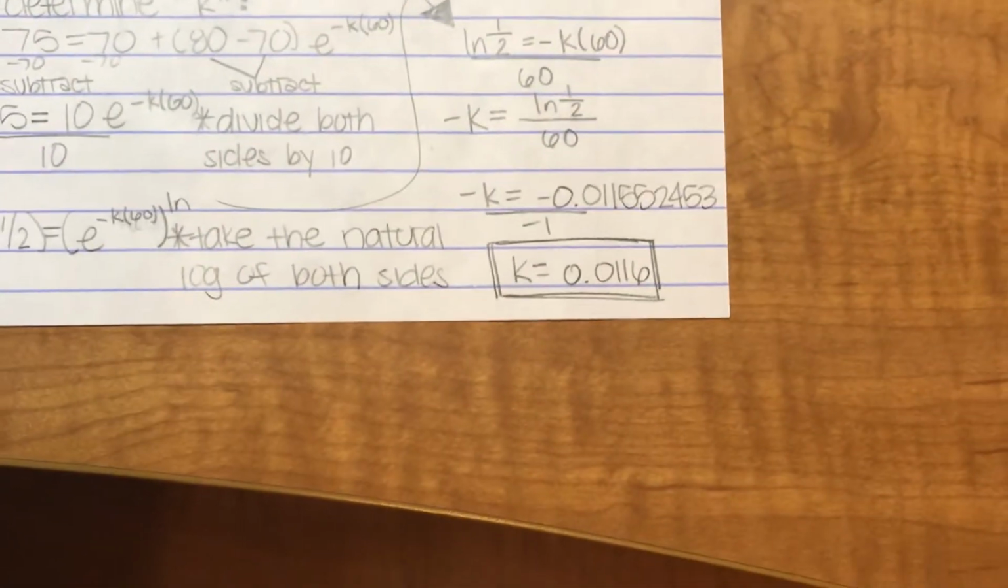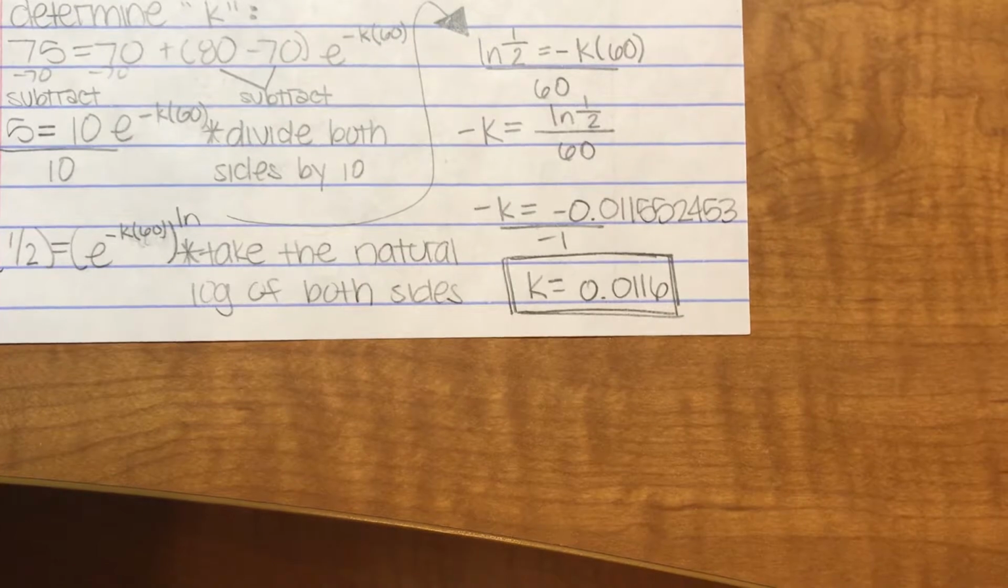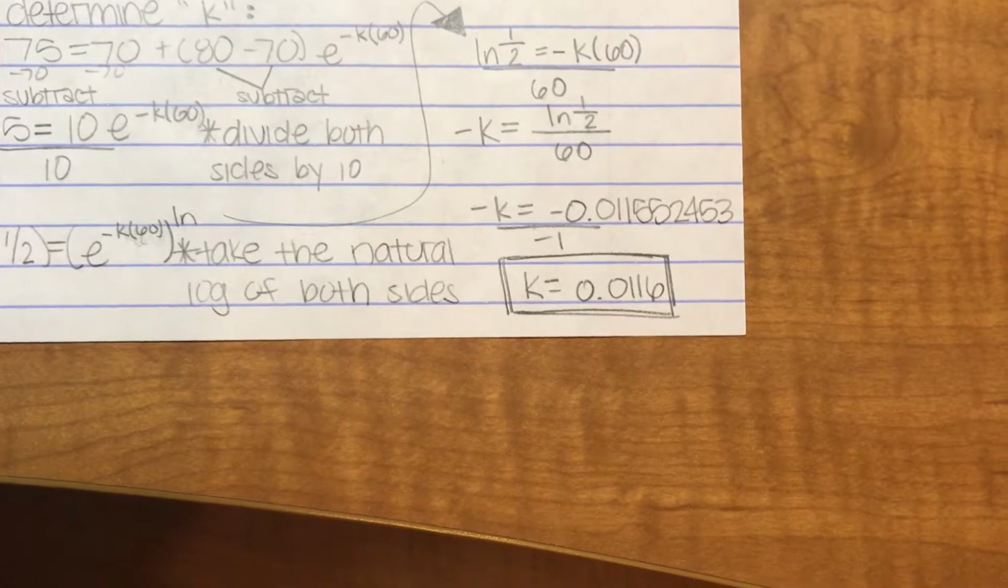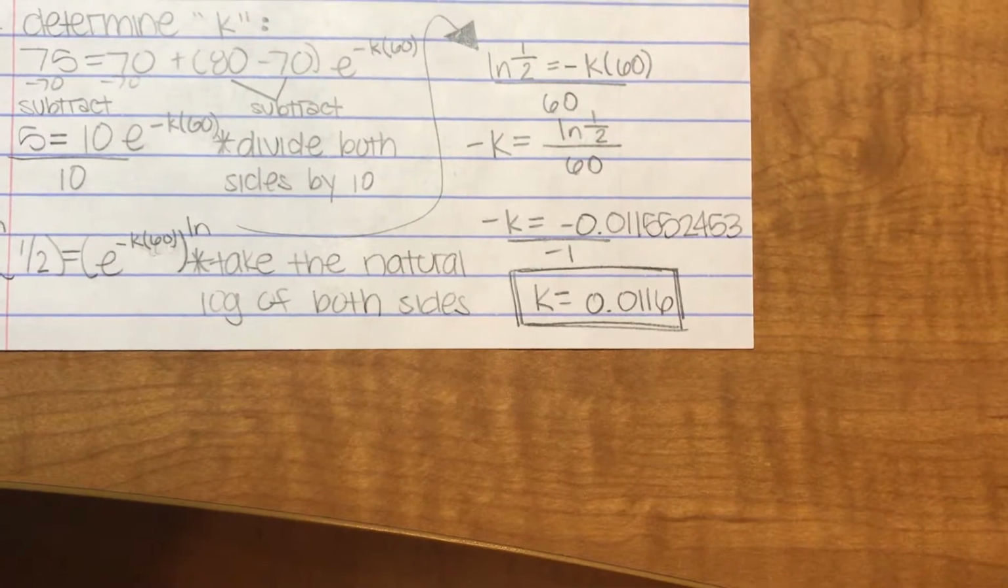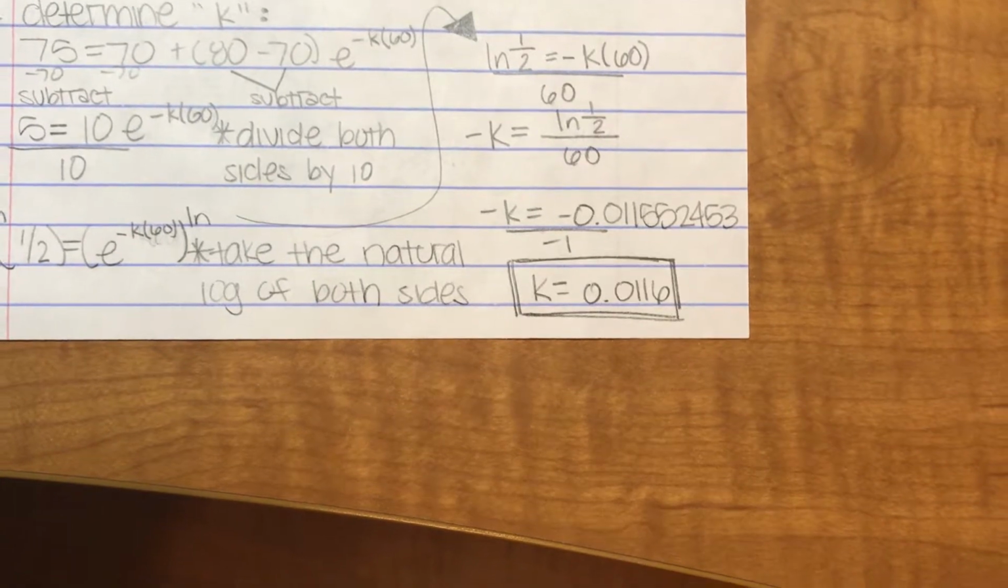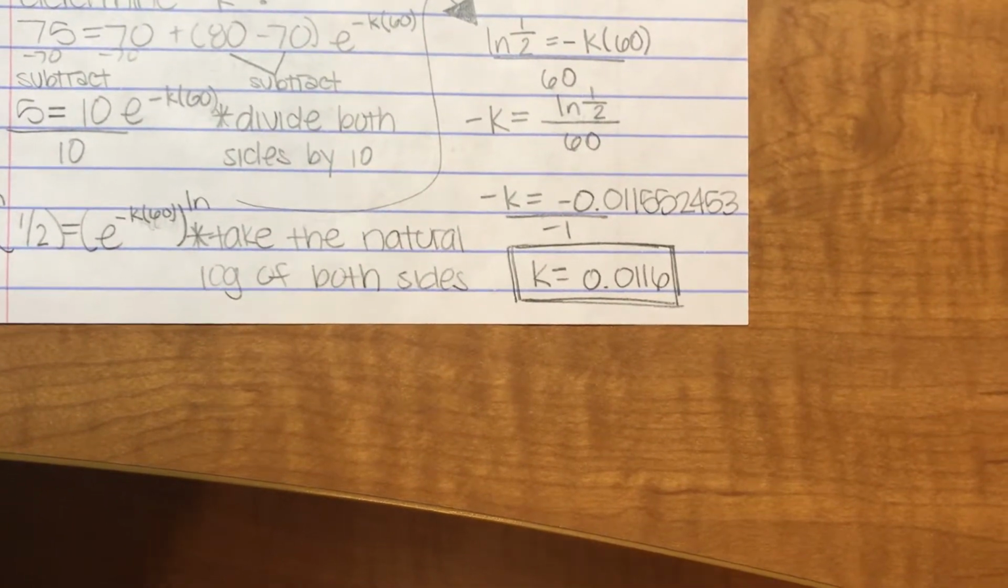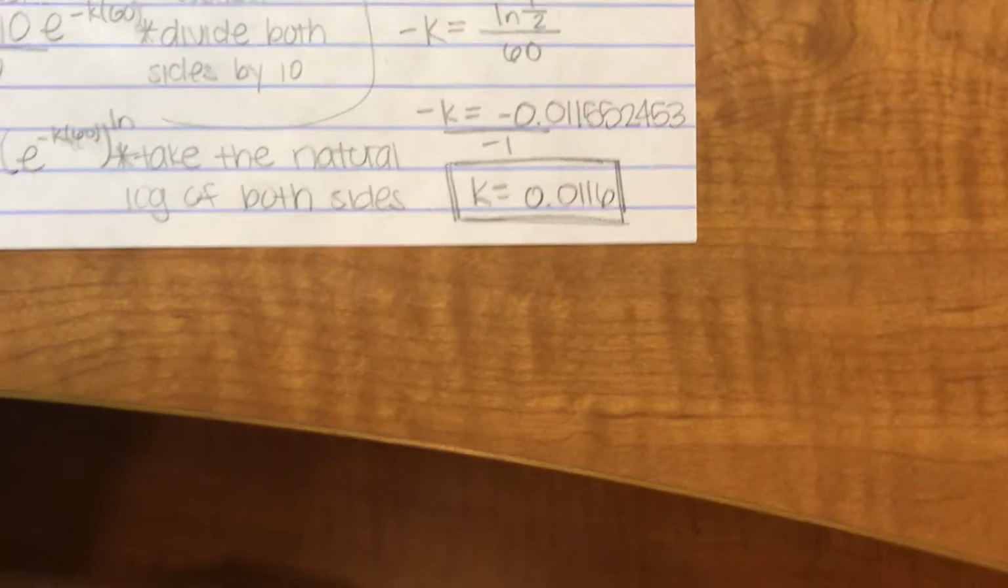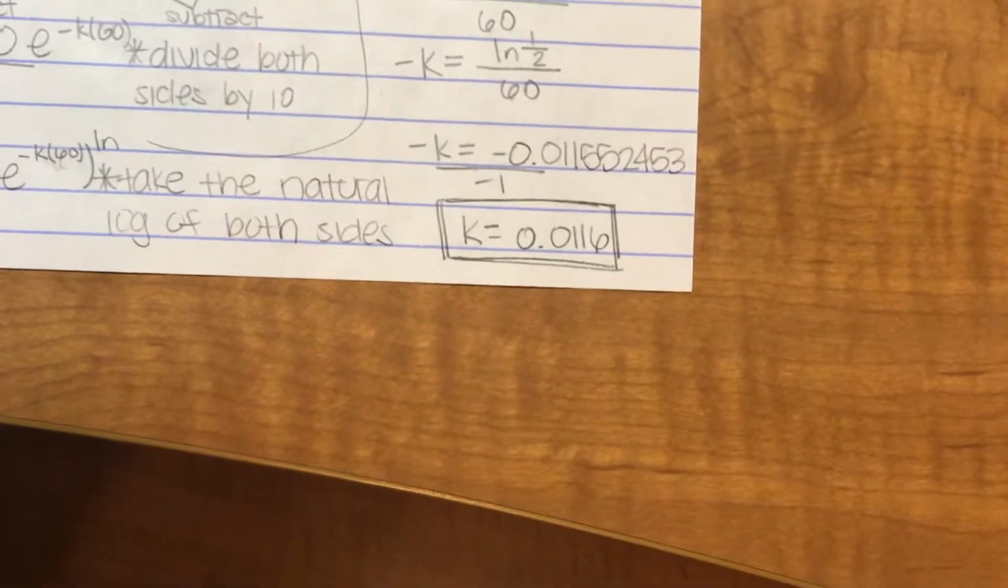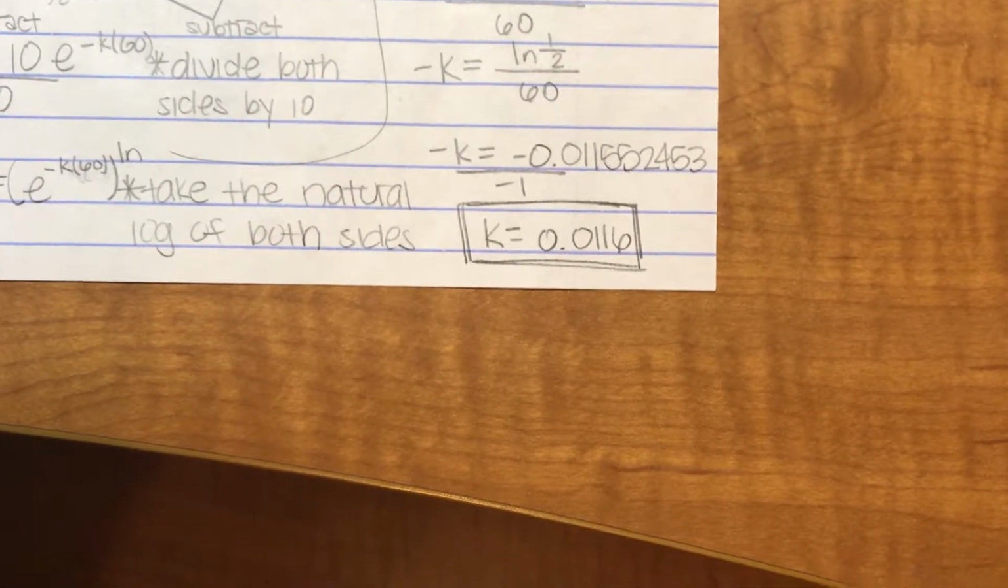Once you put that in the calculator, you will have negative k is equal to negative 0.011552453. Since both sides are negative, divide by negative 1. I rounded the numbers, and k is equal to 0.0116.